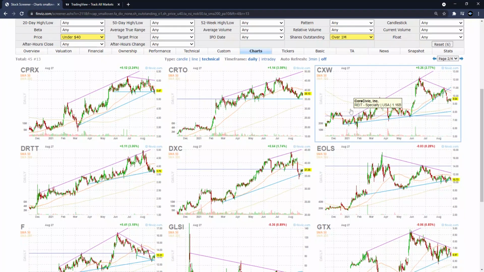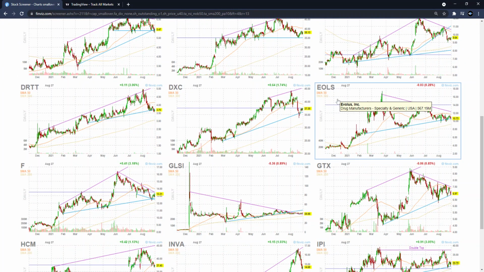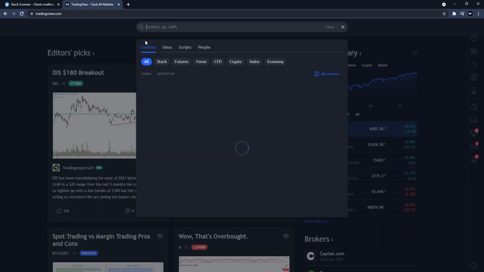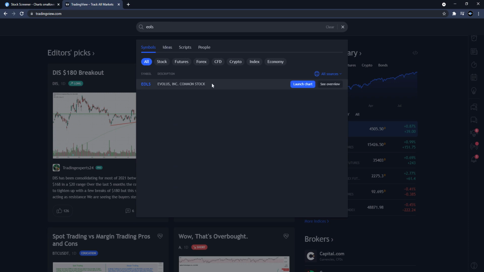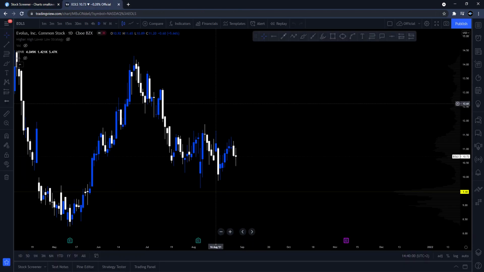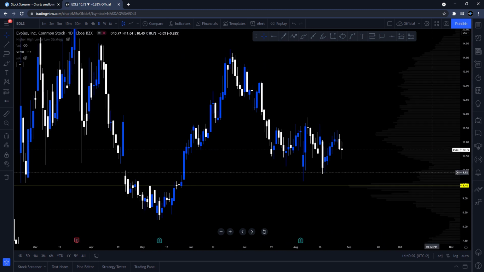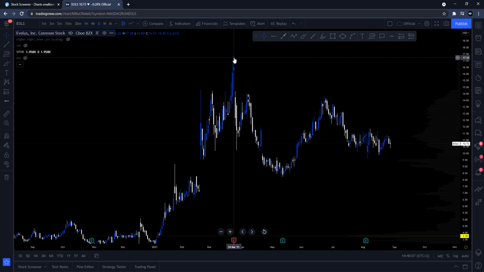So this right here looks good. This looks like EOLS. Let's take a look at EOLS. EOLS, Evolus, common stock. Let's see what they basically do. Let's take a moment to look at the daily chart. And as we saw, we have trend lines here and there. You feel me?